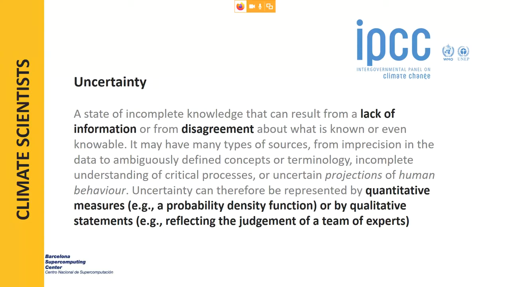Then the definition goes on, and at the end it says uncertainty can therefore be represented by quantitative measures, for instance, the probability density function, or by qualitative statements, for instance, reflecting the judgment of a team of experts. And if you have read some parts of the IPCC reports, you will have come across expressions like high confidence, medium confidence, low confidence. This is very clear for climate scientists, but again, it's still somehow vague.